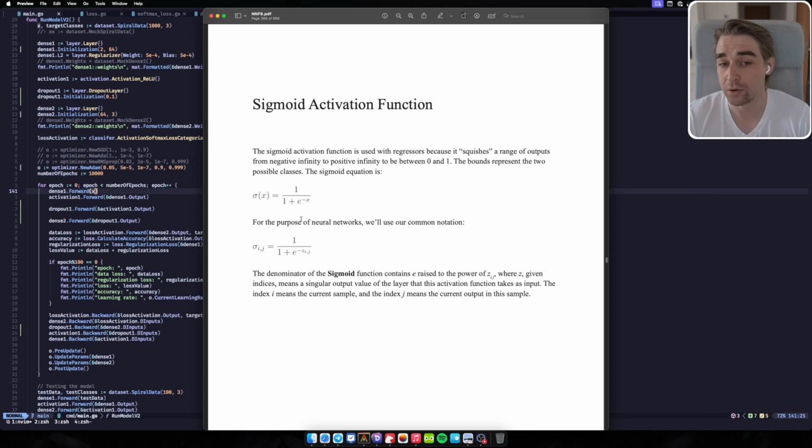For the purpose of the neural network, we'll use our common notation. So the sigmoid value equals 1 divided by 1 plus e to the power of z value. The denominator of the sigmoid function contains e raised to the power of z, where z given indexes means a singular output value of the layer that this activation function takes as input. The index i means the current sample, the index j means the current output of the samples.